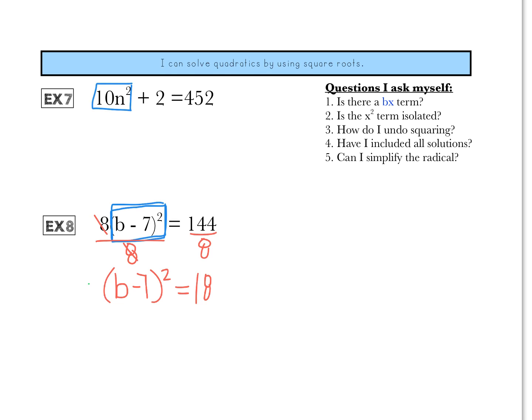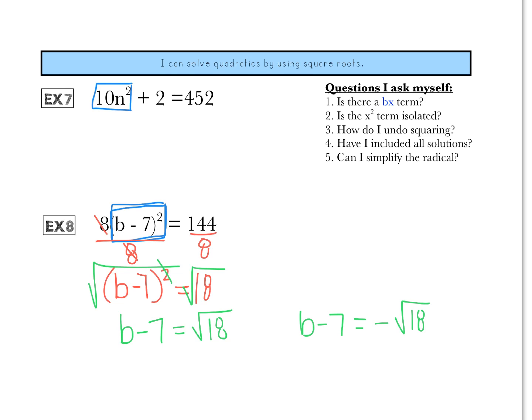All right, so how do I undo squaring? Well, I square root. So I'm going to square root the whole thing. So those will cancel, and I have b minus 7 equals positive root 18 and negative root 18. Now you can put them together, and I'll show you what that looks like, but when you have to do more solving after you square root, it's just easier to separate them first.